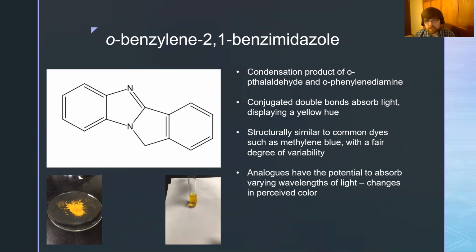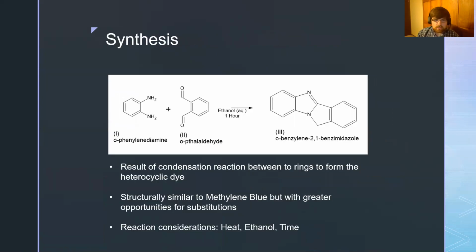So with our o-benzylene-2 benzimidazole compound, we have a higher variability in terms of how we can tune its spectroscopic absorbance, which means that we can actually add groups that change its ability to absorb light, and therefore it can give off different colors. So again, these analogs have the potential to absorb varying wavelengths of light, which create those changes in perceived color. It's far more variable than methylene blue, and so for that, we now look to the synthesis itself. Again, it is very simple.